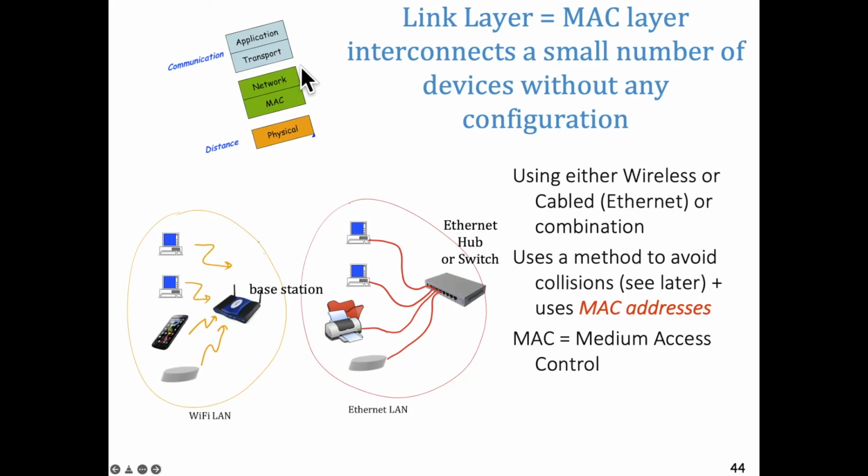Well, until now we went through the application, transport, and network layers. I said we use both network and MAC layers for interconnecting systems and drawing the path. And we said we'll see why we need both network and MAC, and that's where the MAC layer or link layer comes in. They are both the same thing, the layer that interconnects a small number of devices without any configuration, specifically without going through a router. These devices are connected at the MAC layer. All devices in the same local area network, in the same subnetwork, are connected over the MAC layer, where we use MAC addresses. MAC stands for Medium Access Control.